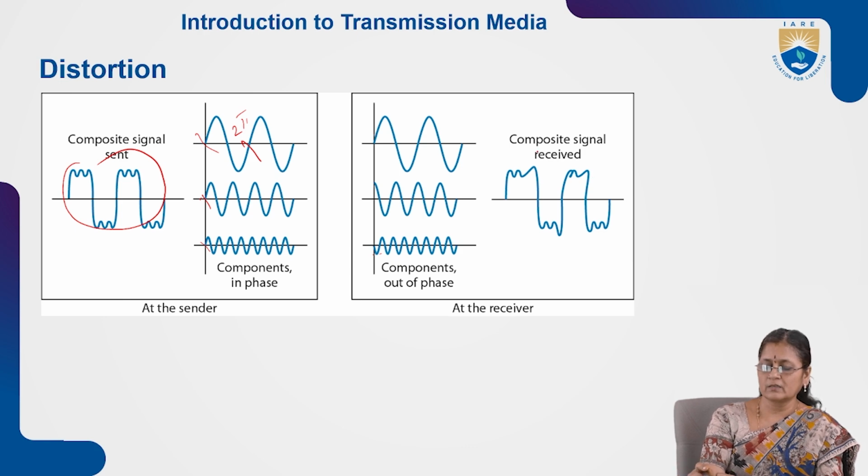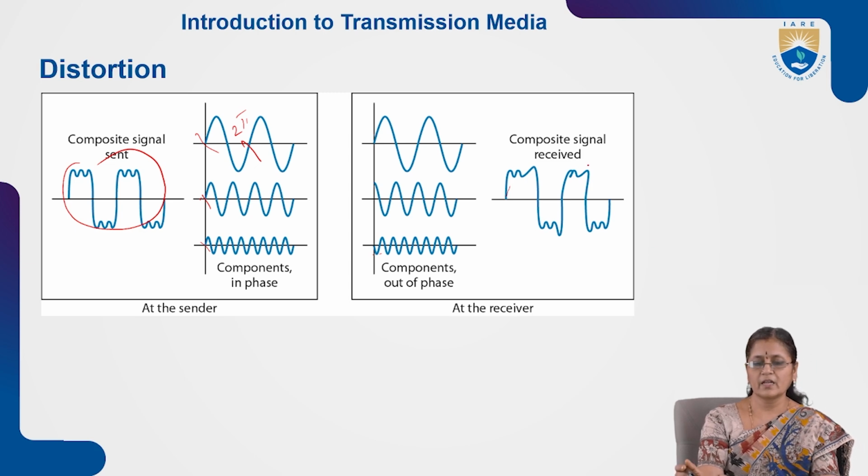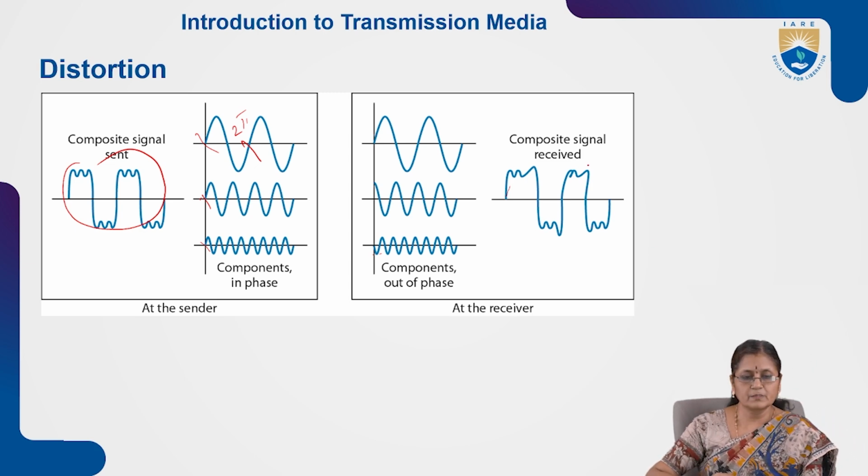So this is the composite signal received. As you see here, because of the change in the phases, there is a change in the shape of the signal. Like that, if there is any impairment because of distortion, this is the effect.